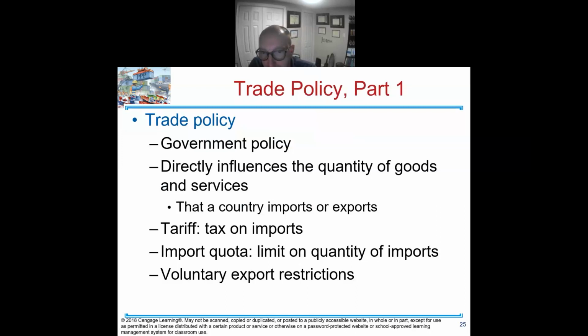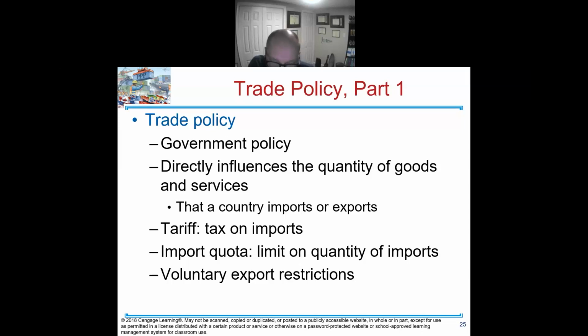So what do governments do in order to help rectify the situation? They implement trade policies. These trade policies influence the quantity of goods and services available in the marketplace based off of what a country imports or exports. And these are further controlled by tariffs. Tariffs, as you recall, are taxes on imports. With taxes on imports, those taxes get paid directly to the government as a form of revenue for the government.